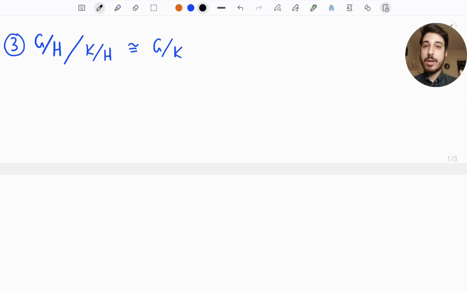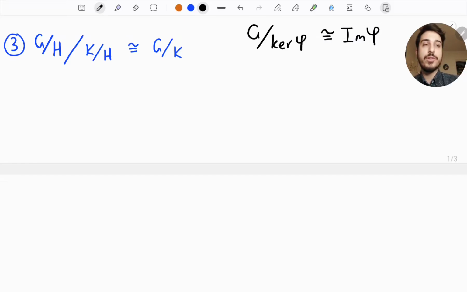To prove the third part of the theorem, I'll give you a bit of a spoiler here. We're going to be using the first isomorphism theorem to prove the third theorem. The first theorem, recall, is that if you take a group G and you take the quotient of G by the kernel of phi, you find that this is isomorphic to the image of phi for some homomorphism phi. So the trick here is to get to that point where you can use the first isomorphism theorem.